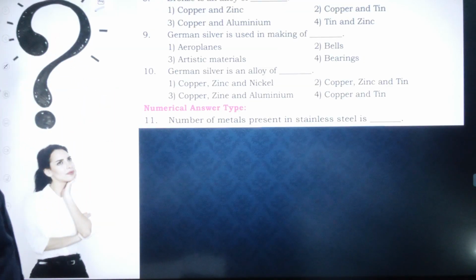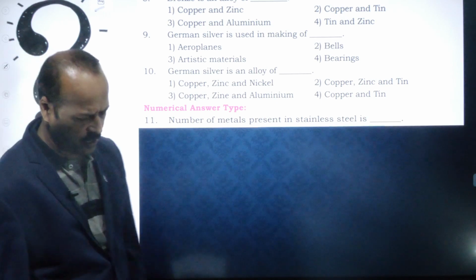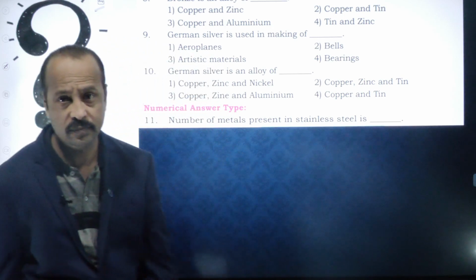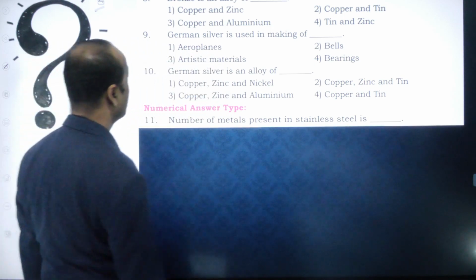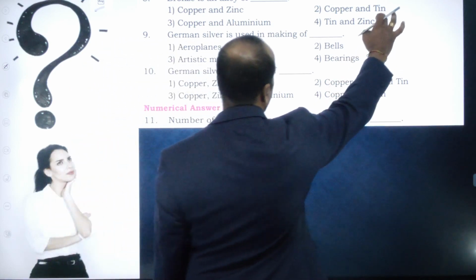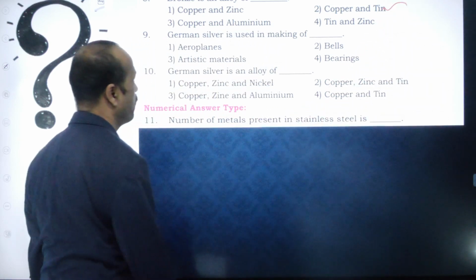Chalo, now next one, bronze is an alloy of. Bronze is an alloy of what? Bronze? Come on, students. Bronze is an alloy of what? Copper and zinc? No. Copper and tin? Yes. But the ratio is different.